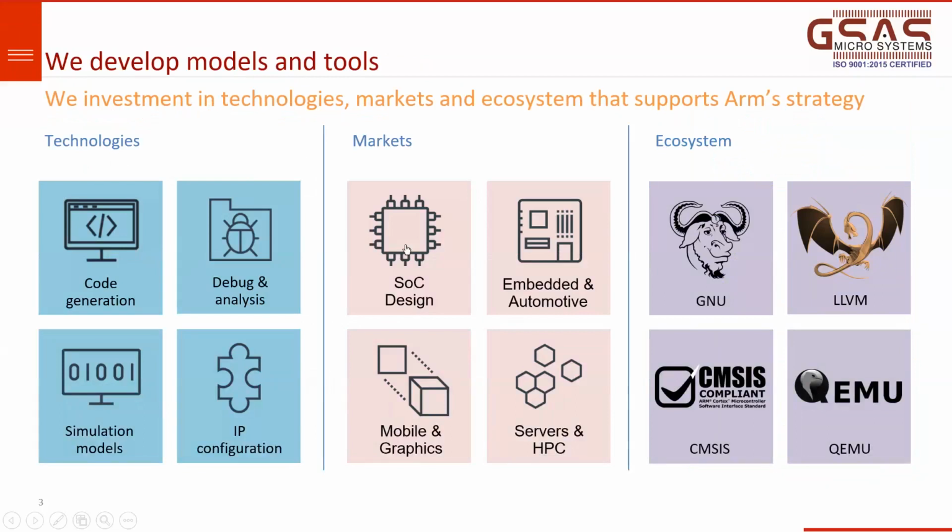So what does the development solutions group offer, which caters to customer needs? They give technologies, markets, and ecosystem. What sort of technologies do they give and how will it help the users? Code generation: first it gives you the ARM compiler, which helps you generate the most optimized code and thereby get good code performance.